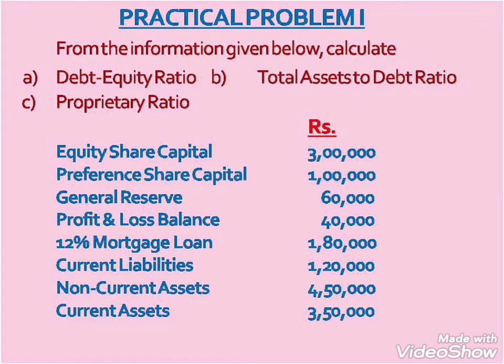Here it is, practical problem 1. In this practical problem, we have to calculate debt equity ratio, total assets to debt ratio, and proprietary ratio. In the information, we are having equity share capital, preference share capital, general reserve, profit and loss account balance, 12% mortgage loan, current liabilities, non-current assets, and current assets at their respective values. On the basis of this information, we have to calculate debt equity ratio, total assets to debt ratio, and proprietary ratio.